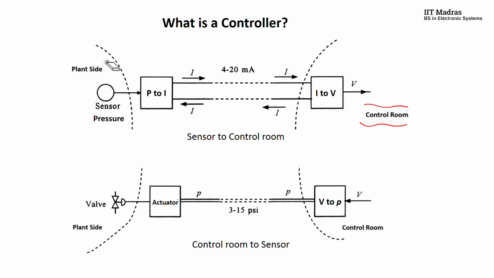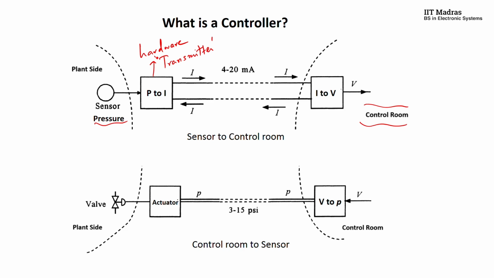All right. Now what we do here is, let's say for example we take a pressure sensor. What we actually try to do is first convert the pressure signal into a current signal via a hardware called a transmitter. So the transmitter is a hardware which converts a pressure signal to a current signal.